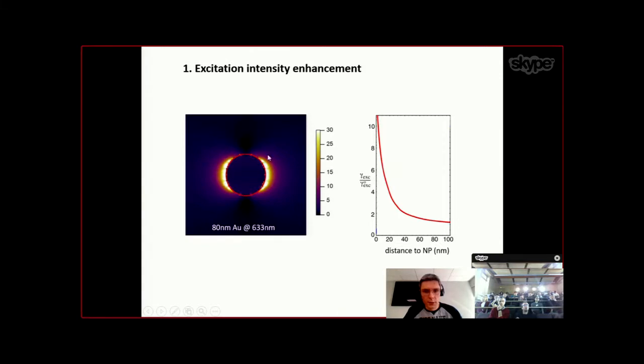So this is a gold nanoparticle excited at 633. You have the electrons that are forced to move because the field is polarized. And locally, you can have intensity enhancement. As we go closer and closer to a particle, the enhancement goes up, typically 10, 20, 30 if you go extremely close to a particle. So that's the first thing. The closer you are to the nanoparticle, the more excitation intensity you have, so the more you're going to pump your molecule.